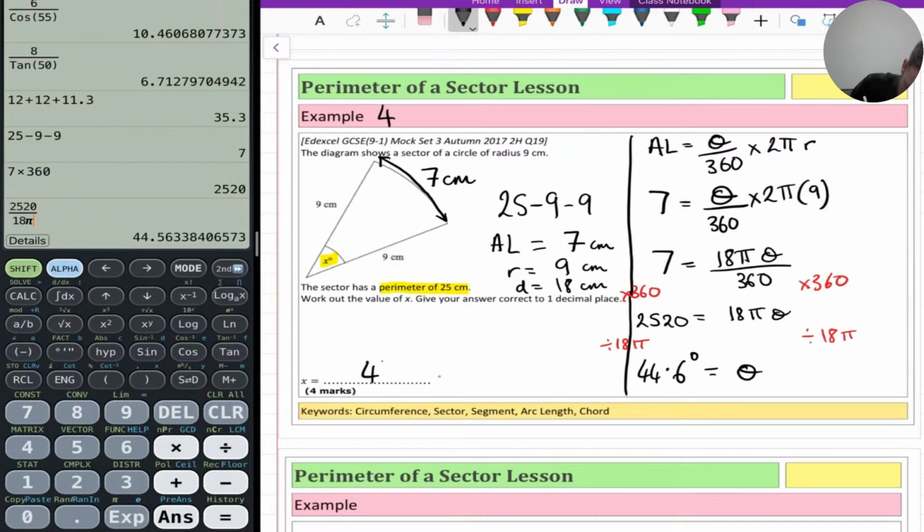4 marks that, 44.6, and notice this came up recently, towards the end of the paper, towards the end of the higher paper actually, so it is a hard question that.